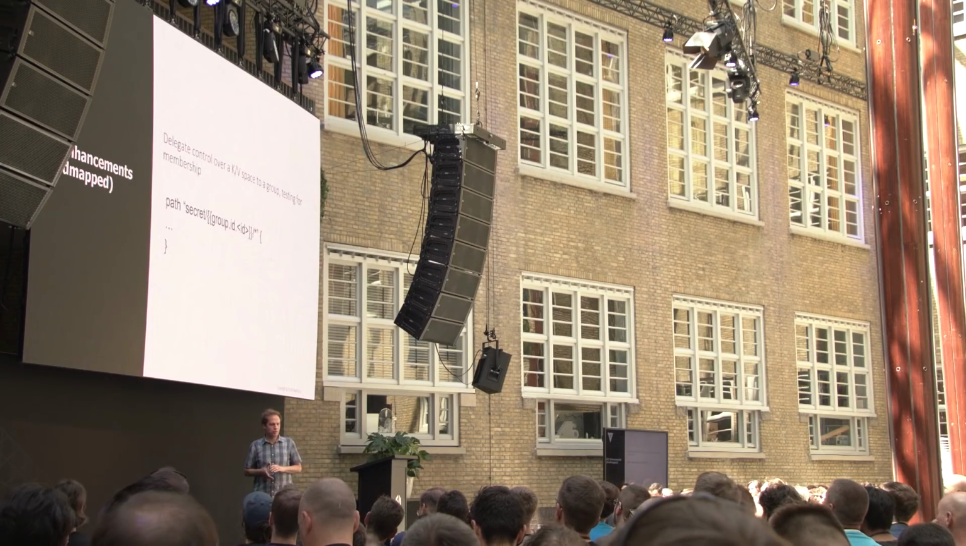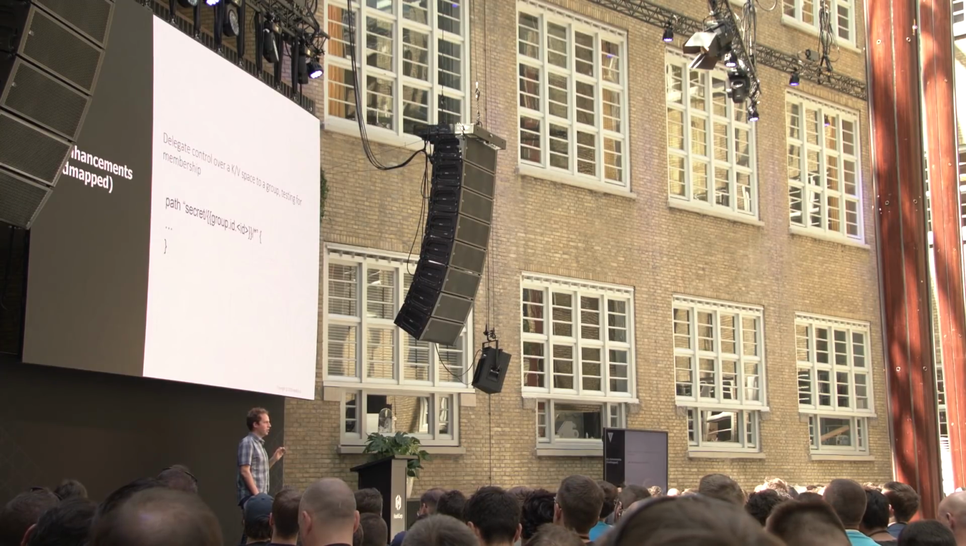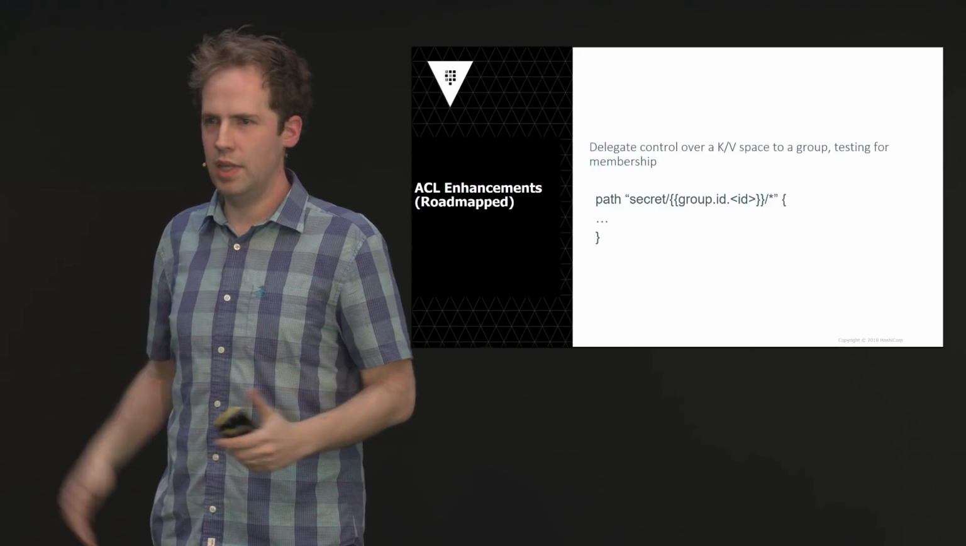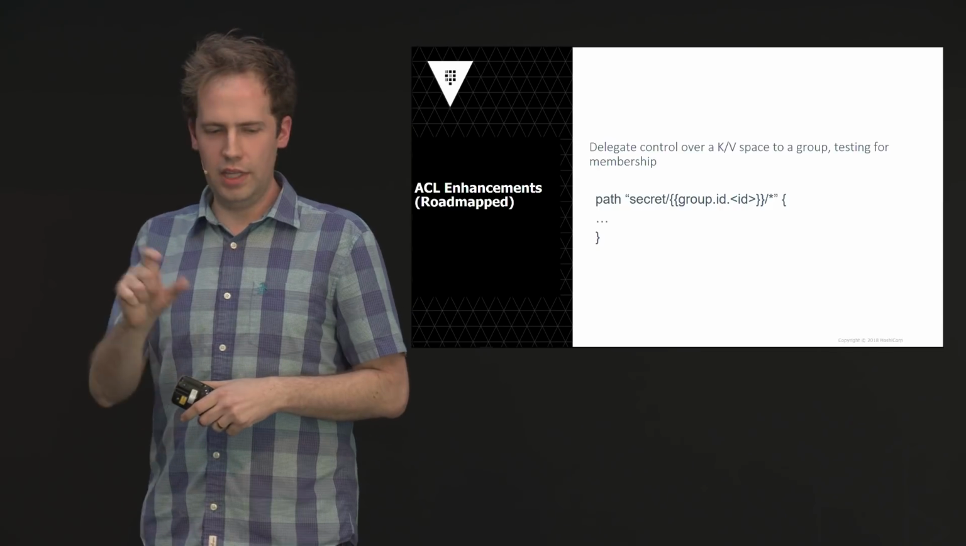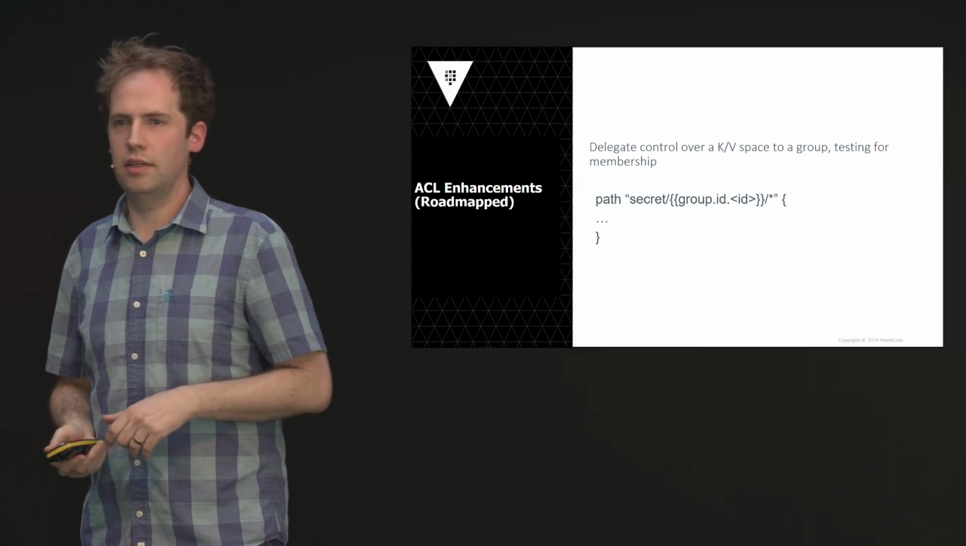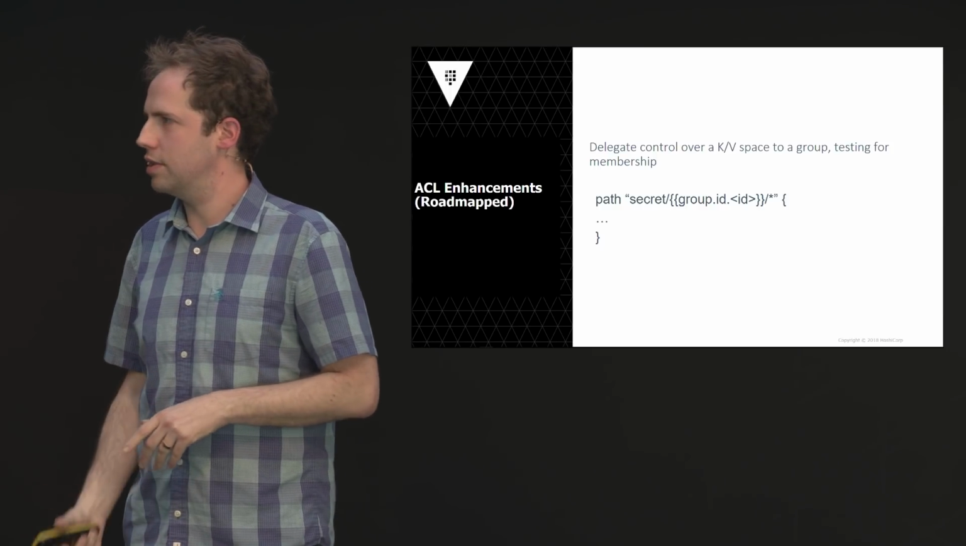All right, keep going. So, delegate control over a KV space to a group. What this will do is say, okay, for this given path, I want to test and make sure that this person is in a group. So there's the ID. If they're not a part of the group, it gets denied. If they are a part of that group, then fill in the ID as that part of the path. So we can test for name, you can do it for ID. This is a way to give access to a space to a particular group using ACLs and using identity.